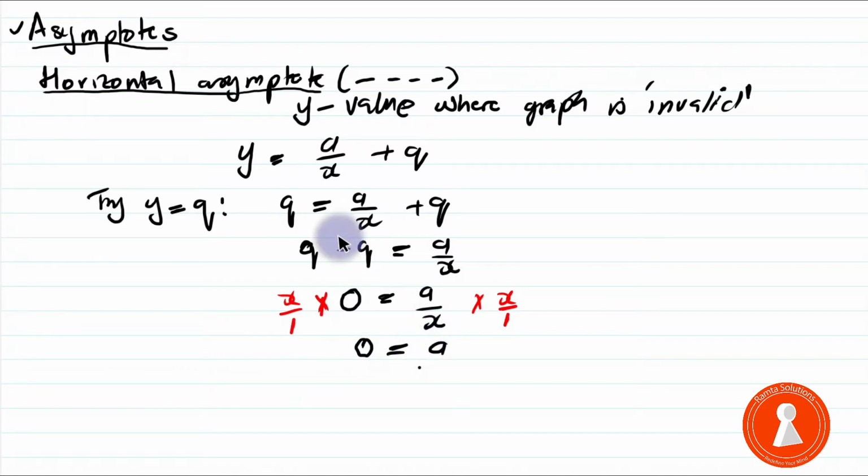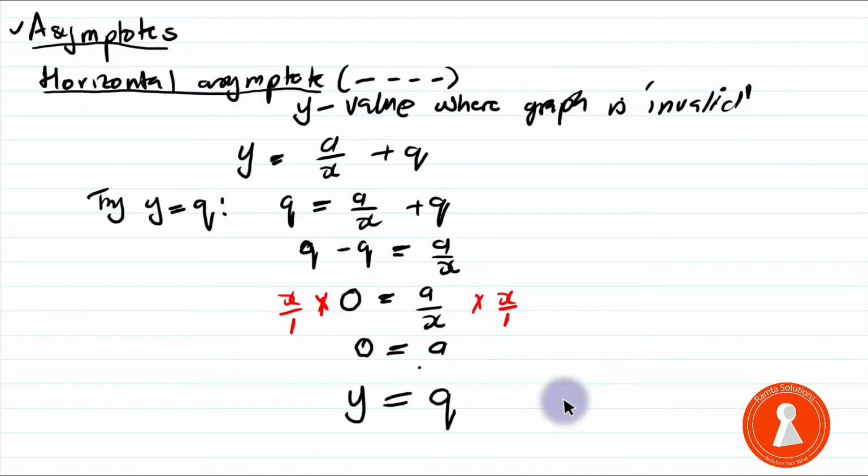Now, what happens? You said y equals q, but where is the value of x? You don't have the value of x. Now, this is where you must say y must not be q. When y equals q, you will not have a corresponding x value. So your graph does not exist at y equals q.